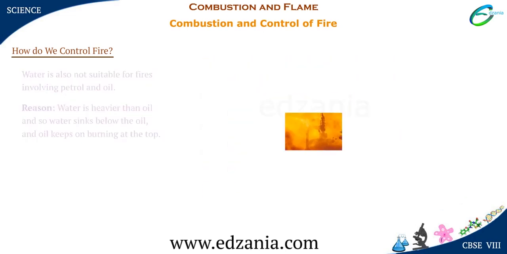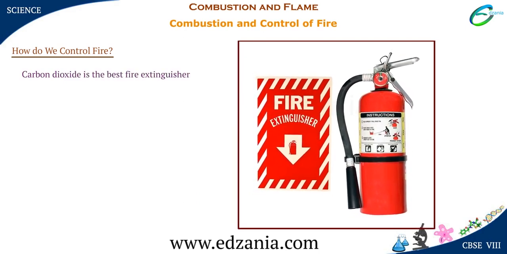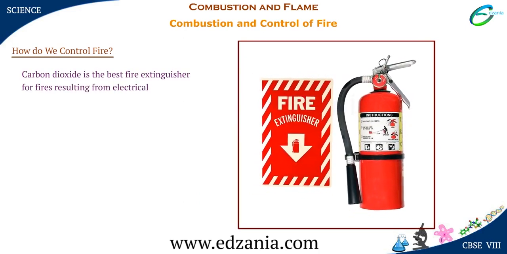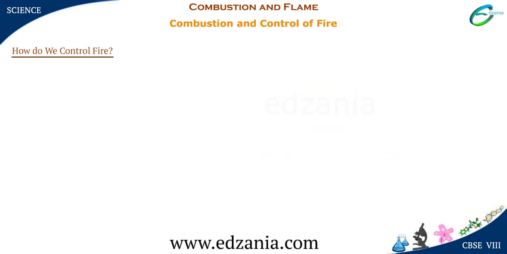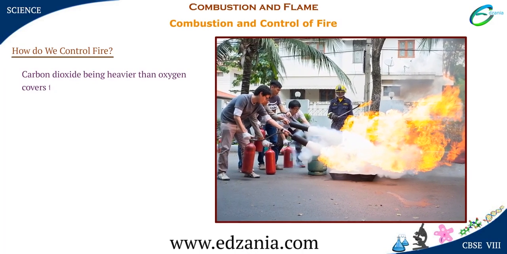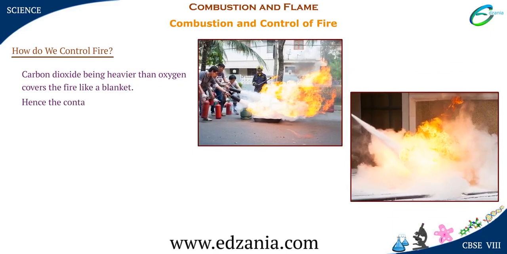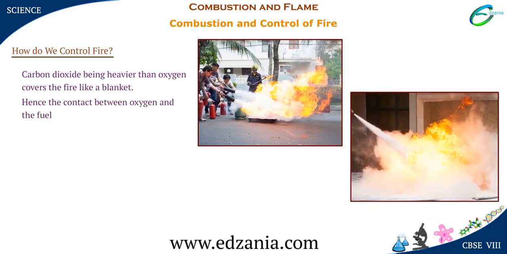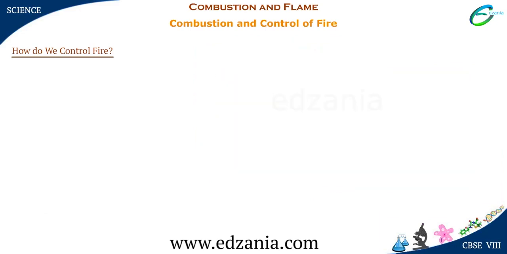at the top. Carbon dioxide is the best fire extinguisher for fires resulting from electrical appliances and inflammable materials. Carbon dioxide, being heavier than oxygen, covers the fire like a blanket. Hence, the contact between oxygen and the fuel is cut off and fire is controlled.